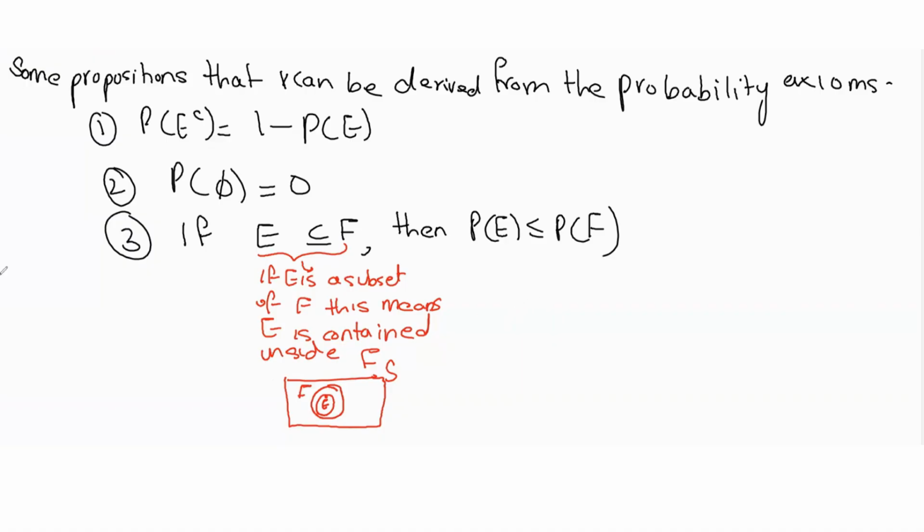Now let's look at the last proposition. Proposition number 4 says that probability of E union F is probability of E plus probability of F minus probability of E intersection F. Axiom number 3 also talked about probability of a union of two events, but that was for mutually exclusive events. Here, E and F are not necessarily mutually exclusive. This is how it's different from the axiom.